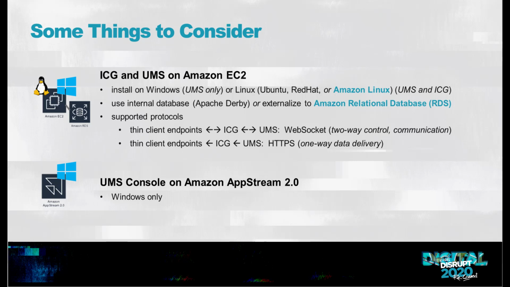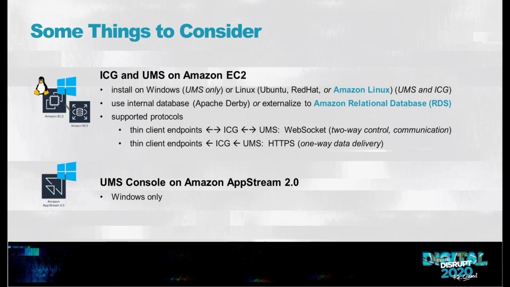UMS requires a database, and while you can use the internal Apache Derby database, you can also externalize this to the Amazon Relational Database, or RDS, service. A word of advice here, though. Specifically evaluate your needs for the database. There are perfectly valid scenarios where the internal database makes sense, and others that require the larger capabilities of RDS.